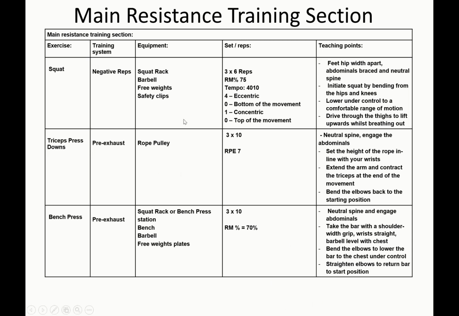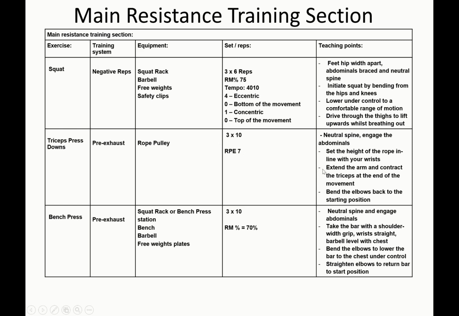We're going to do this with a rope pulley. Of course, that's the equipment that we're going to use. And we're going to do 3 sets of 10 with an RPE rating of 7. So again, the move is quite difficult. We're going to exhaust the triceps brachii.